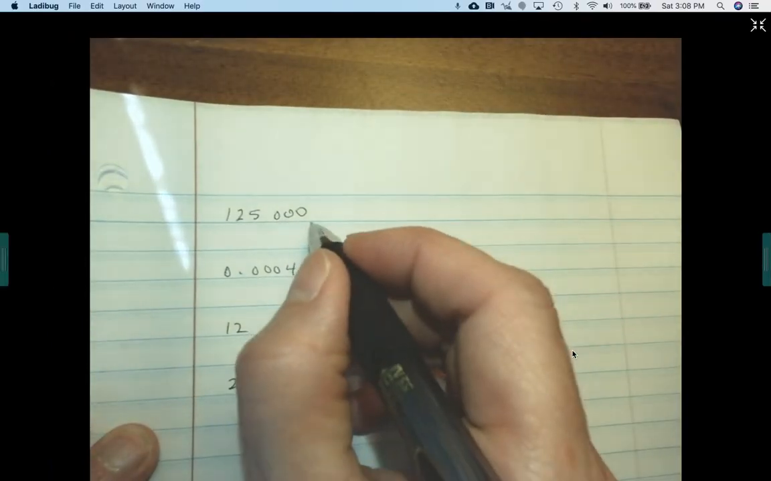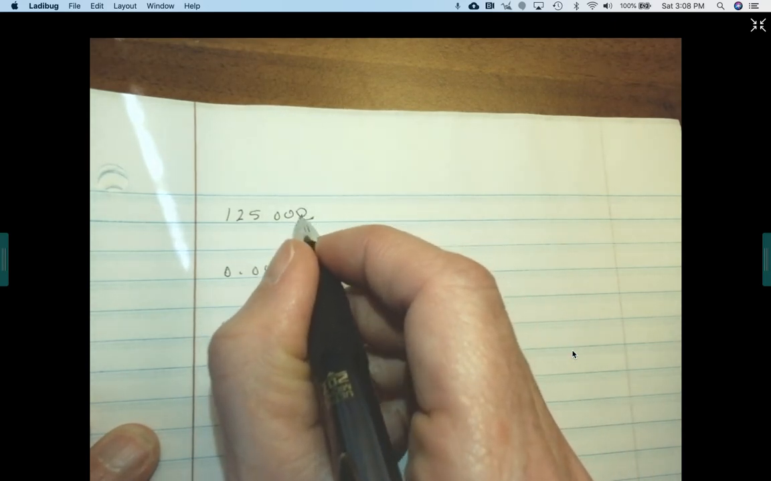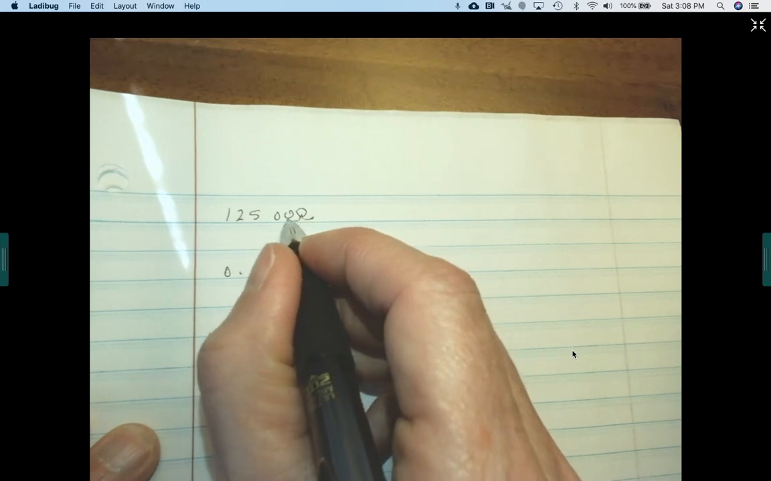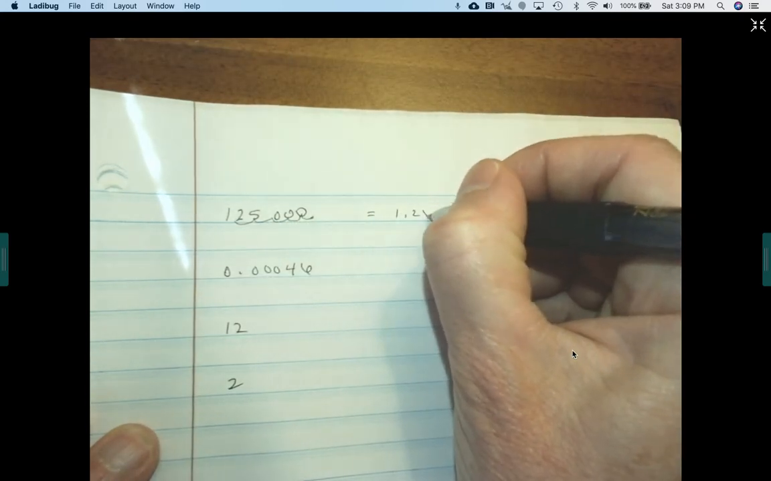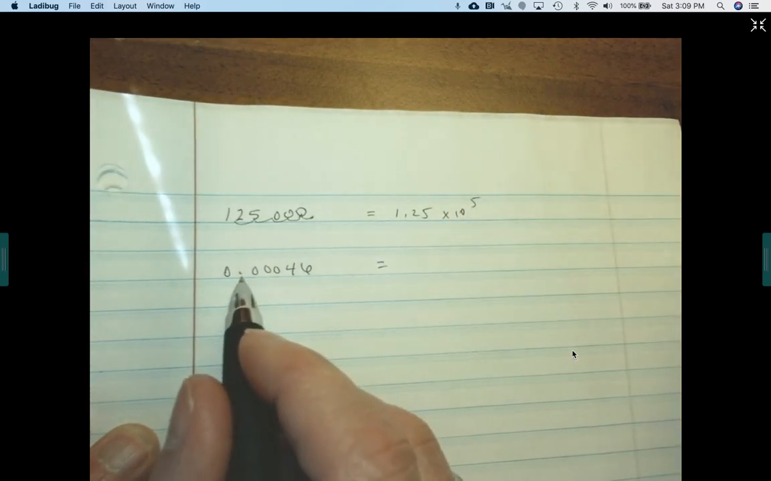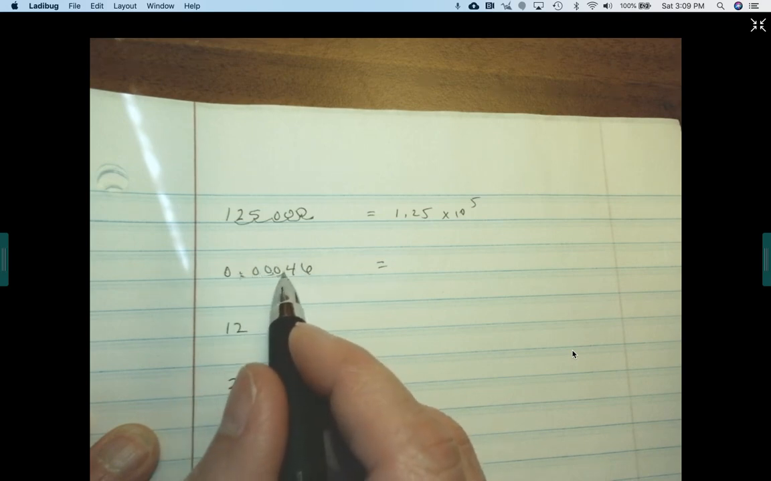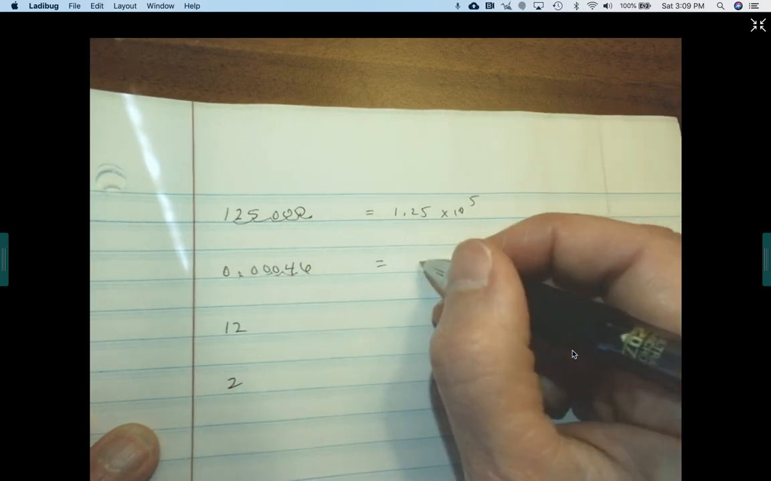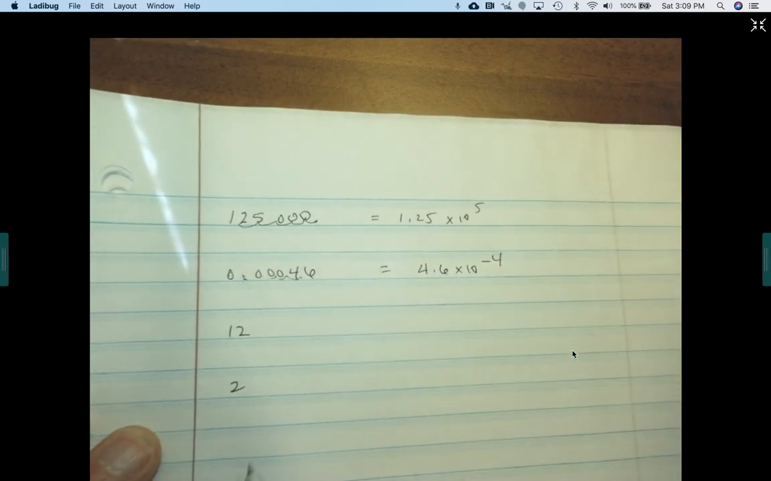All right, so this one, again, if our decimal starts here, we're going to count how many places we have to move it to get between the 1 and the 2. So that's 1, 2, 3, 4, 5. So that's 1.25 times 10 to the 5. And then this is a small number, we've got to move it to the right. So 1, 2, 3, 4. So we get 4.6 times 10 to the minus 4.